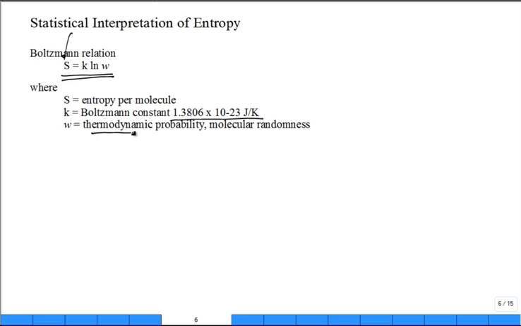of the system. So if you have a gas, W is a lot larger. If it's a liquid, it's smaller. If it's a solid, it's even smaller. Now, this is based on ideal gas models of gases, but this is a very important relation that's out there, and it's known as the Boltzmann relation.